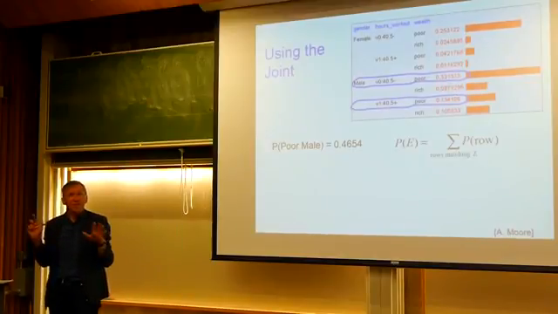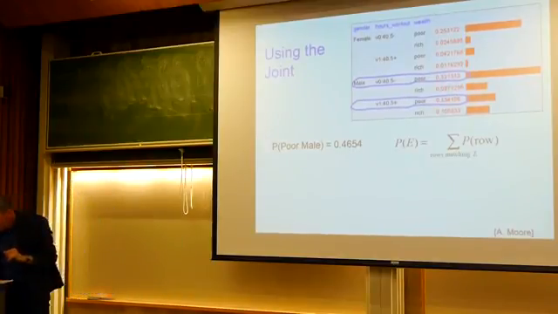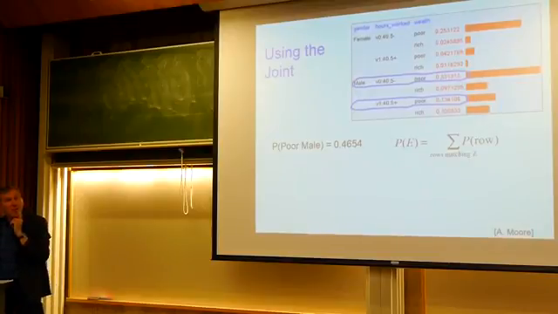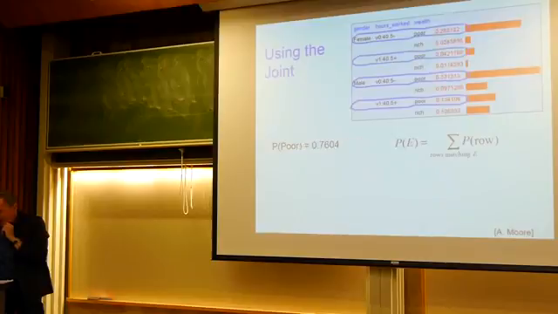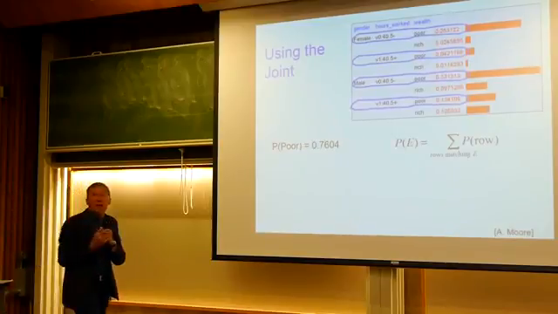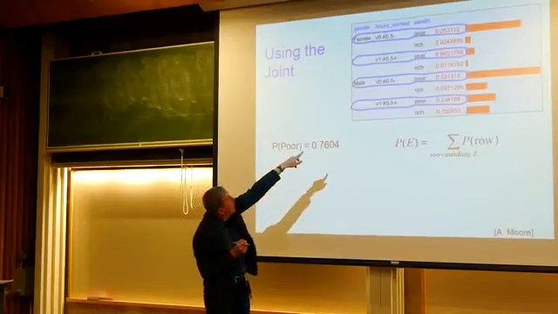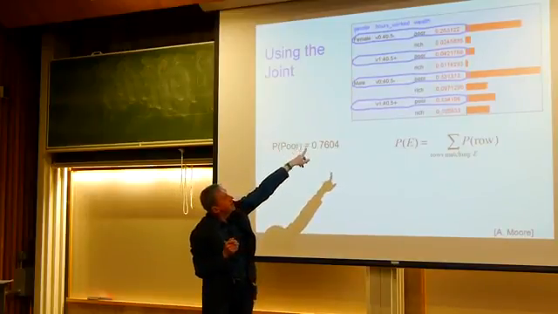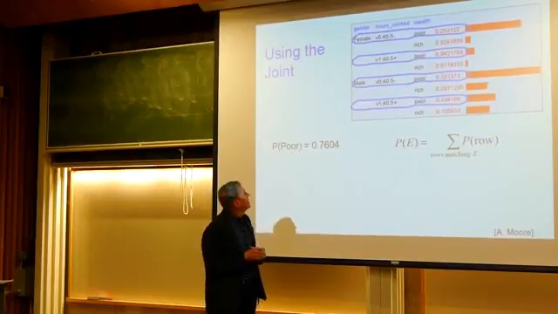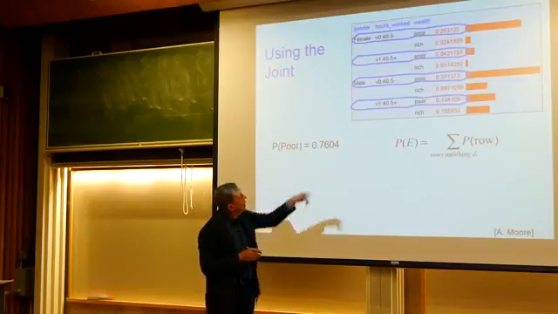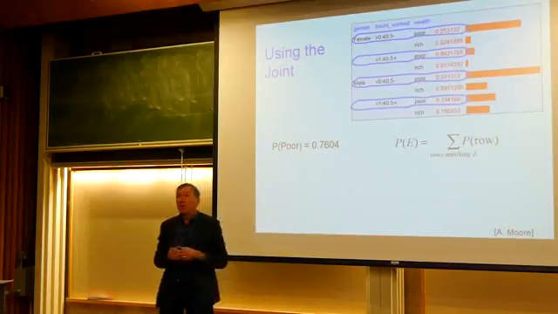Okay, is that clear? Okay, so that's pretty nice. You see what I mean? We can get information out of this joint distribution. Suppose I just want to know the probability of poor being true. Well, there are 4 different rows in this table for which wealth equals poor, and so I'll just sum up those 4 probabilities.